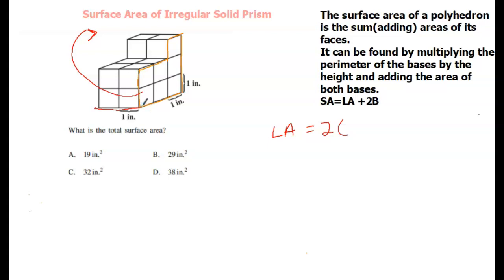Each of the cubes is 1 inch. So 1, 2, 3. So it's going to be 3 plus another 3. Here we just count, and then 1 here plus another 1. Then plus 2 and plus another 2.